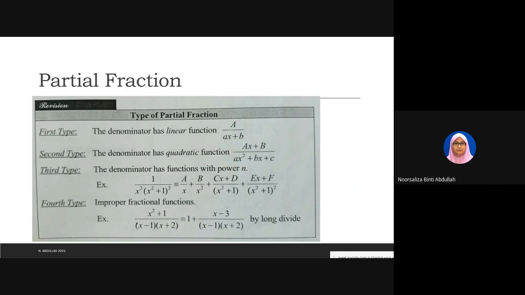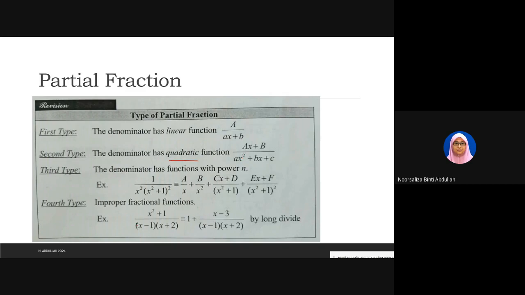Okay, the second type is a quadratic function. So quadratic function is you have a quadratic at the denominator kat bahagian bawah. Okay. And then the third type is this denominator, it has a function of n, which means the function is greater than 2. It can be any value. Okay, x kuasa 4, x kuasa 5.